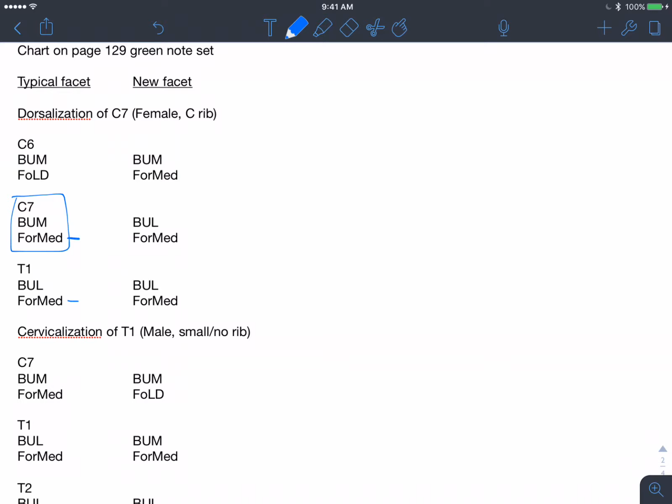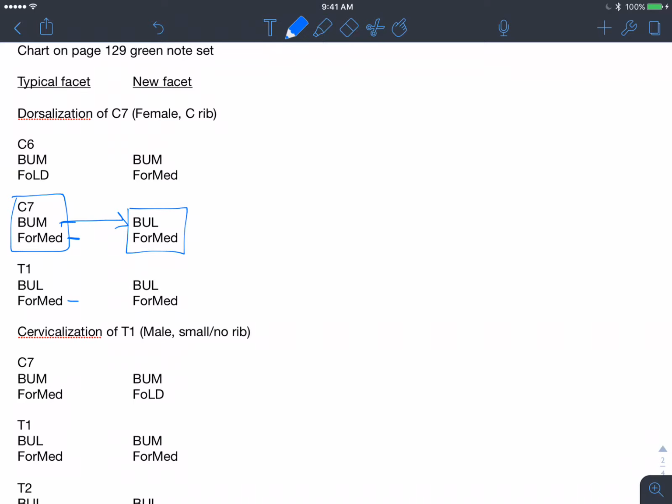So the only way it can become even more like a thoracic is to change the superior articular facet. So it's going to change to a typical thoracic, which is backwards, upwards, and lateral on the superior side, okay? So now it is completely like a thoracic, right? But notice we only had one facet change. C7 superior articular facet is the only one that changed.